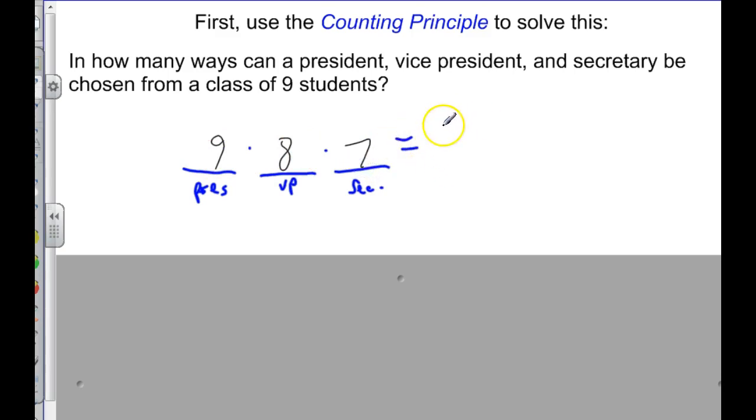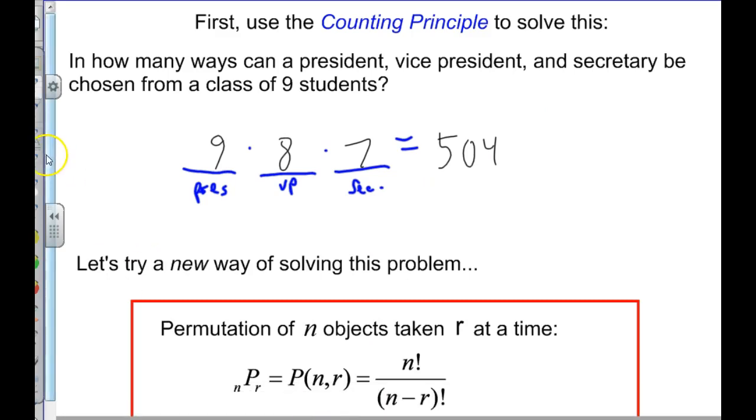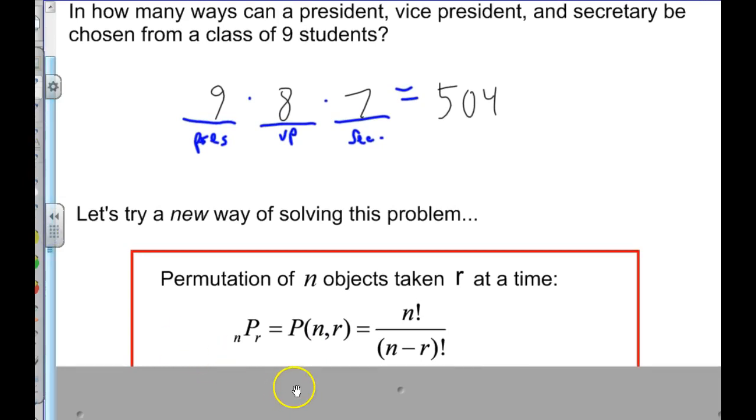And whatever 9 times 8 times 7, I'm guessing 504, would be the total number of ways that you could elect 3 positions to a class of 9 students. So now this is the official way of using a permutation. Order is important, so you could use a permutation for this.